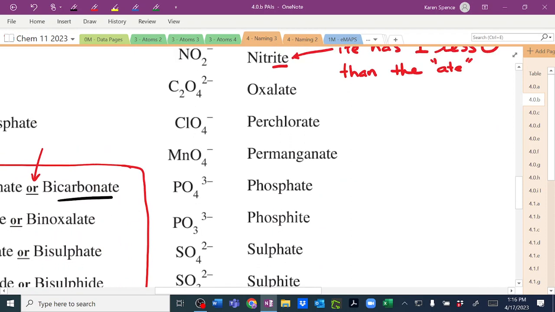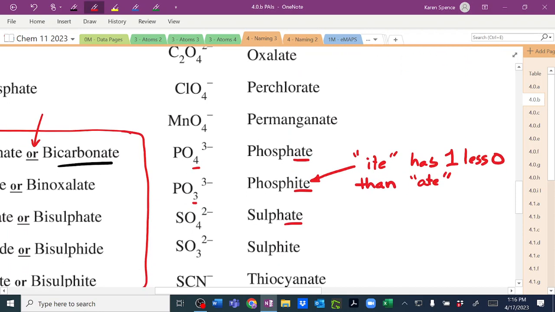We have phosphate and phosphite. Phosphate has PO4, phosphite has PO3. So the -ite has one less oxygen than the -ate. And again, sulfate, sulfite, the -ite has one less oxygen than the -ate.